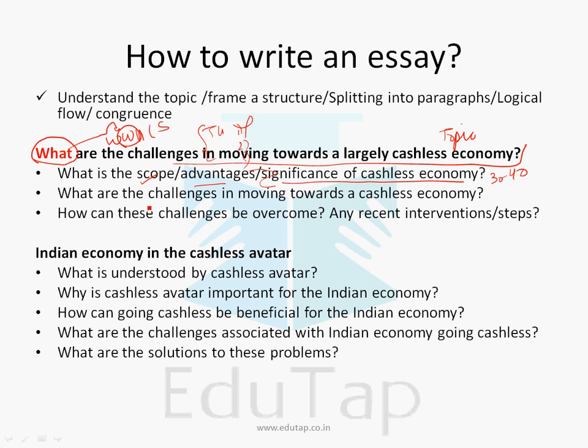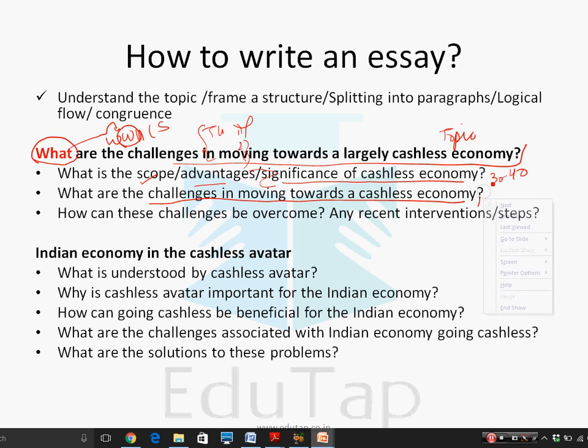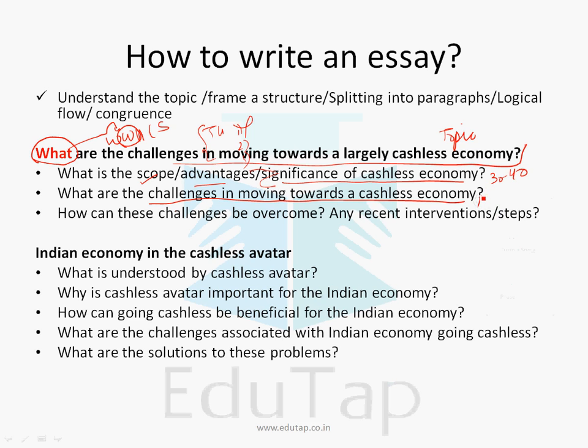Then come to the question, which is the question in the topic itself: what are the challenges in moving towards a cashless economy. You can spend 130 to 150 words on this question. You are still left with around 30-40 words. If you overshoot the limit by 30-40 words, not an issue. And in this, by using these 30-40 words, you can write how these challenges can be overcome.